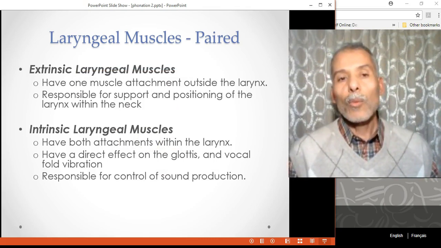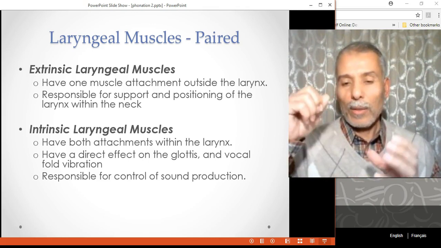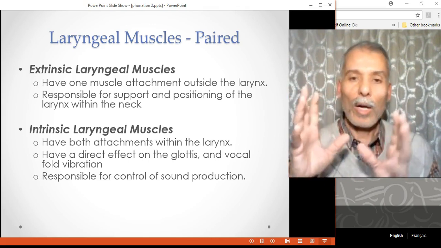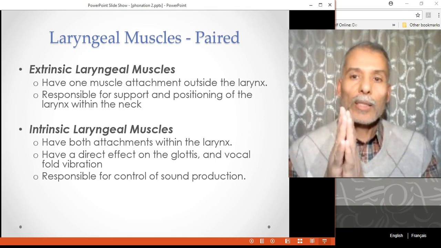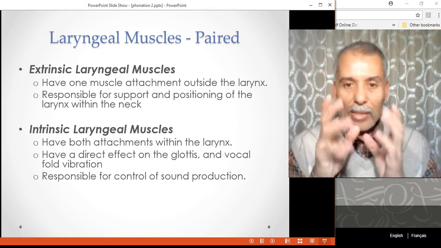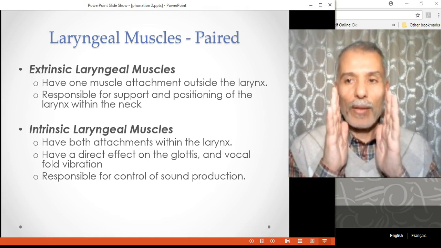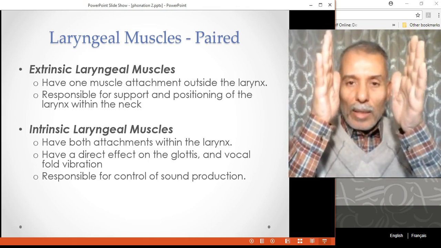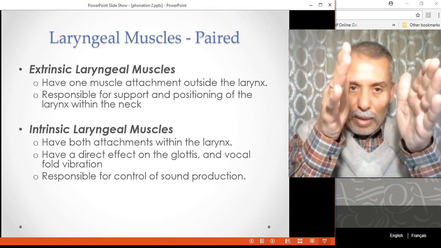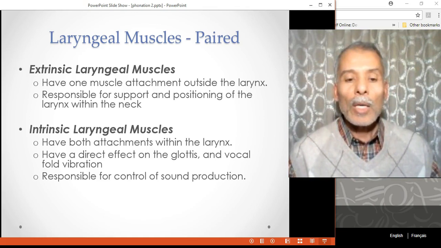So we have now the larynx, and there are two sets of muscles. One set is made out of 8 muscles, and these muscles maintain the larynx upright in the neck and support it. Together, they can elevate the larynx and pull it a little bit forward, or depress it, bring it down. These muscles that can do this movement are called the extrinsic laryngeal muscles.